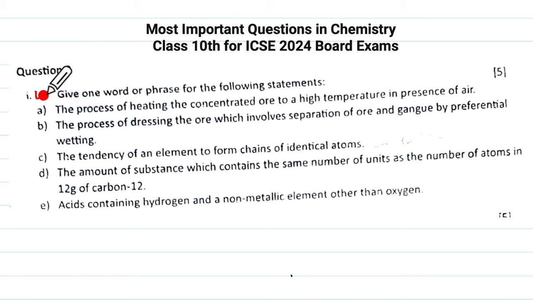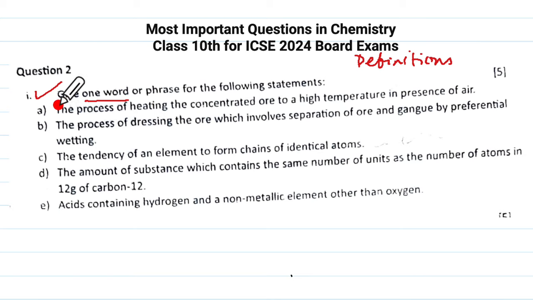The next type of question is give one word for the following. Now you have to prepare this by learning all the definitions. The definitions are important, especially like mole concept and also in metallurgy, different definitions that are there. You must know them thoroughly.